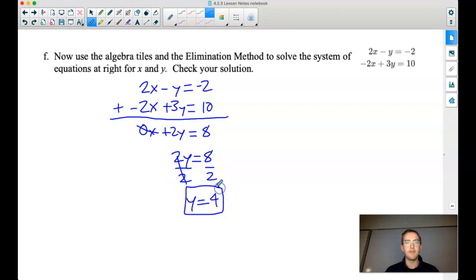So one more step, we have to find x. And again, how do we do that? Plug it in, plug it in.